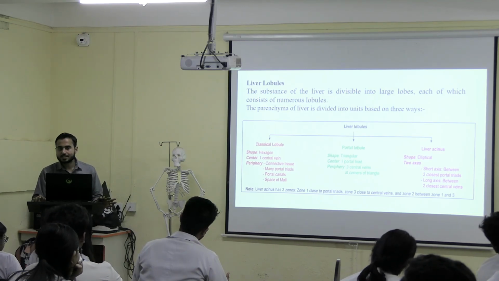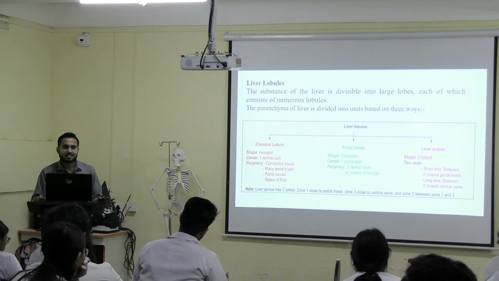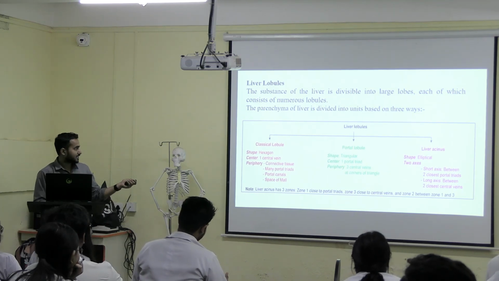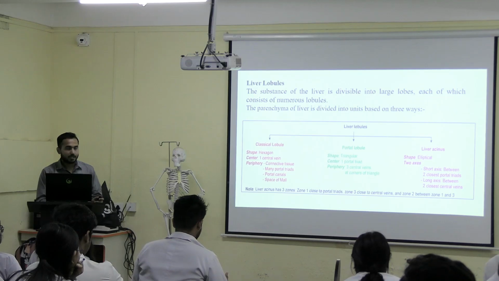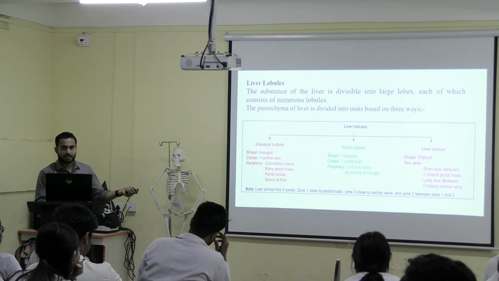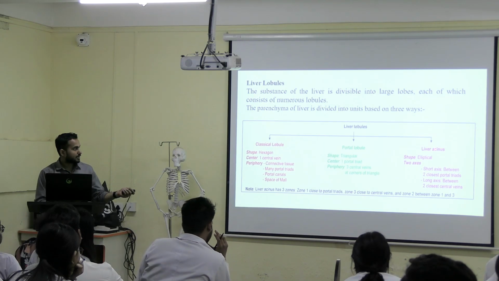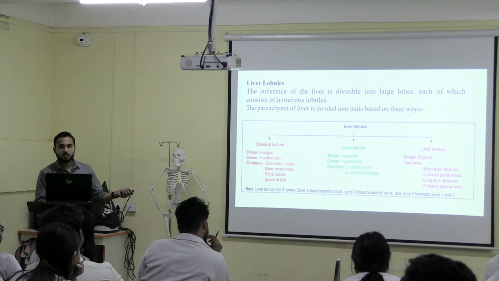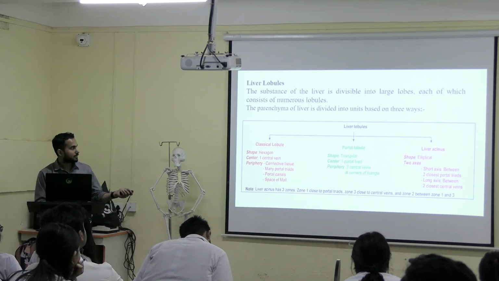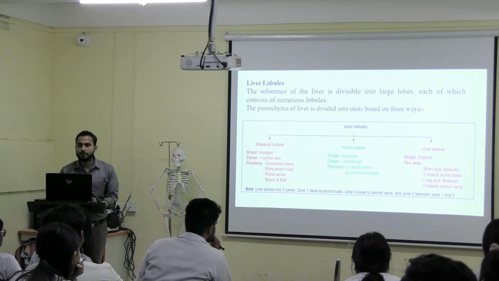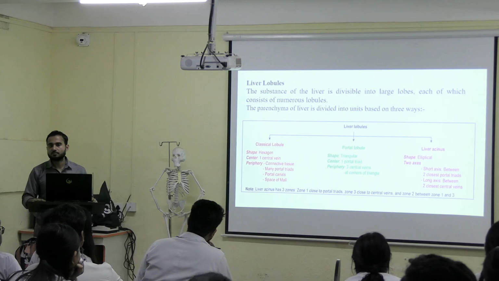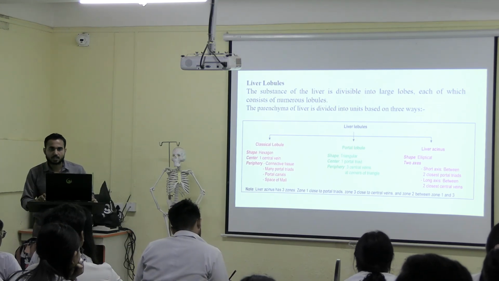First, if you see the classical liver lobule, what is its shape? It is hexagonal in shape. Next, the portal lobule is triangular in shape, and the liver acinus is elliptical, or you can give a slash and write diamond shape. That will be better. You can write diamond shape instead of elliptical.